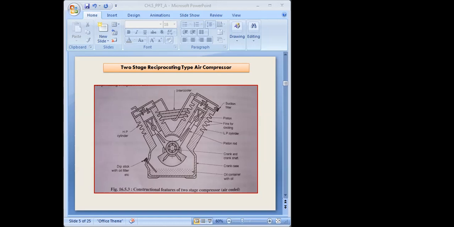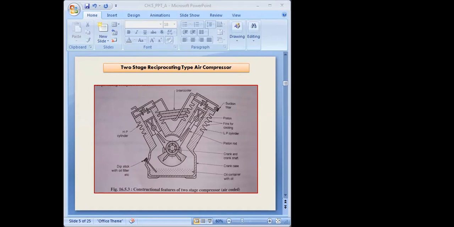Okay, and this may be either motor or engine driven, so the prime mover may be either an electric motor or an engine. This type of compressor provides a moderate range of pressure and delivery. The schematic view is actually a V type design of this two-stage reciprocating air compressor. This is called V type design.